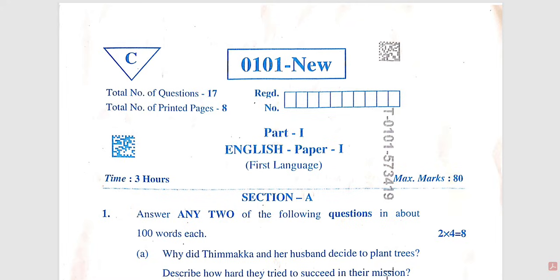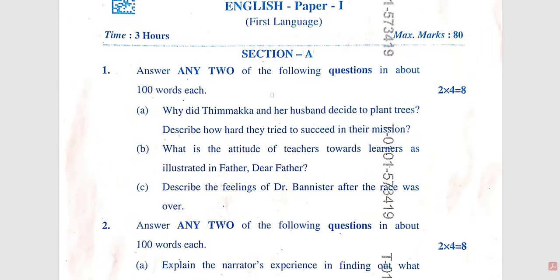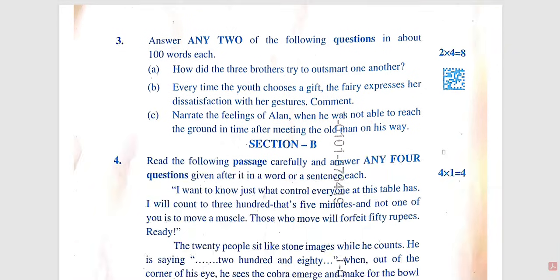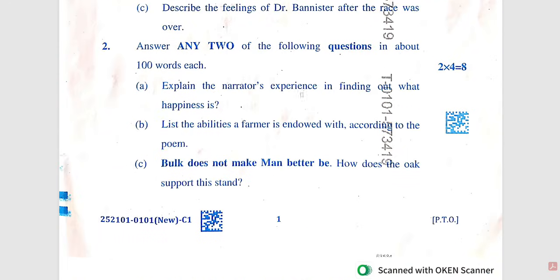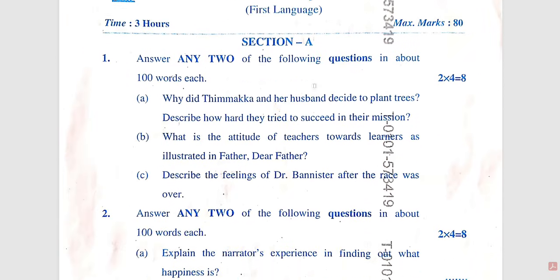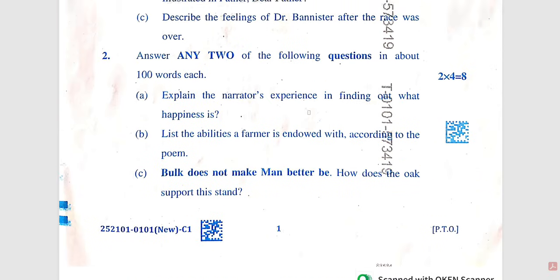Before we discuss the paper, it is better to know how the pattern is going to be, how many sections are there, and how many marks are allotted to each section. We have section A. Section A is allotted altogether 24 marks. We'll be getting questions from prose, 2 questions, and they carry 2 into 4, 8 marks. Poetry, 8 marks. Short stories, 8 marks. So if you attempt these 6 summaries, you will get 24 marks from section A.